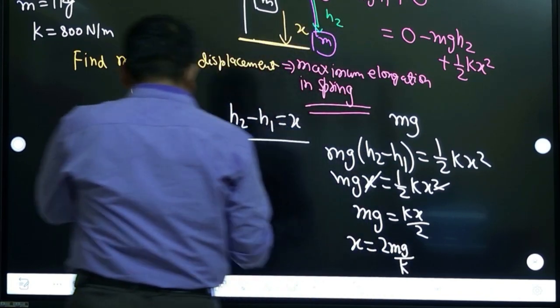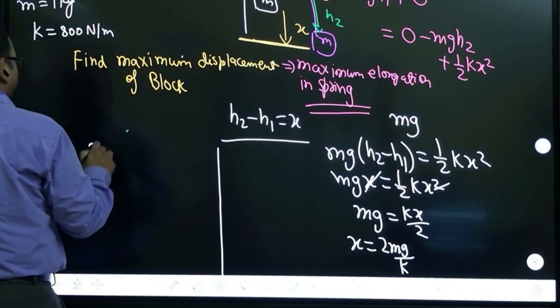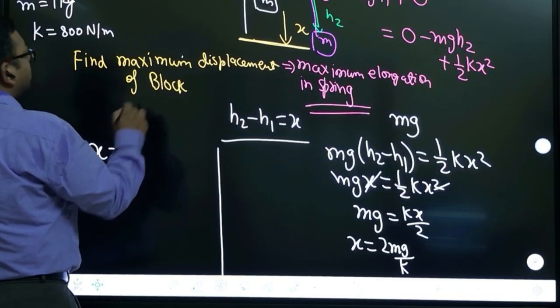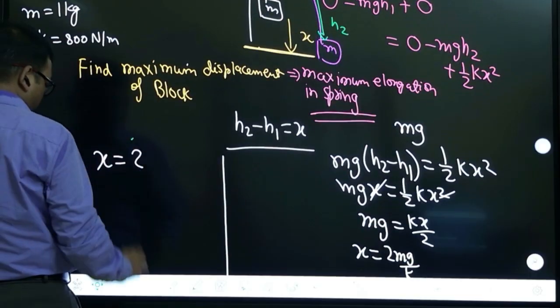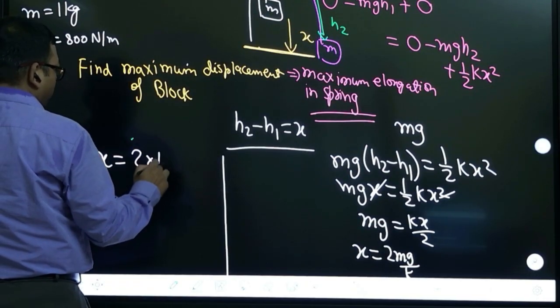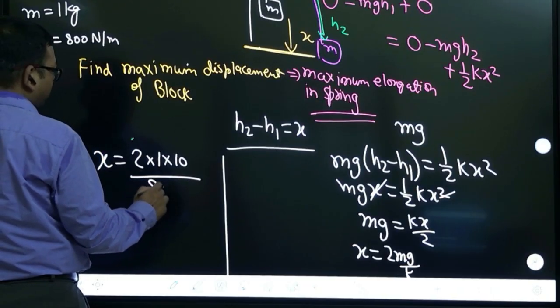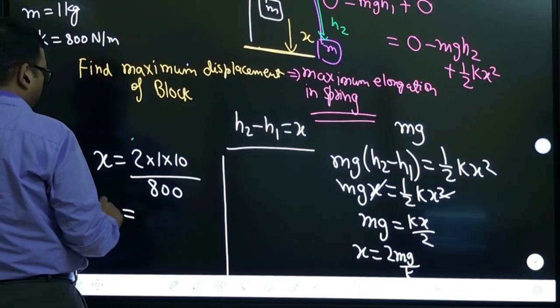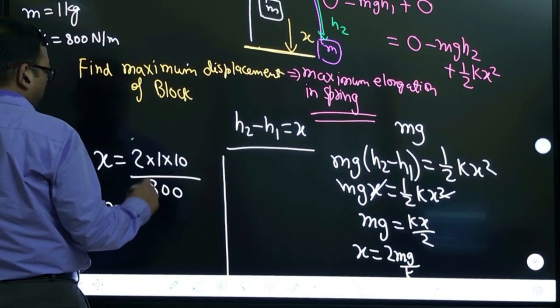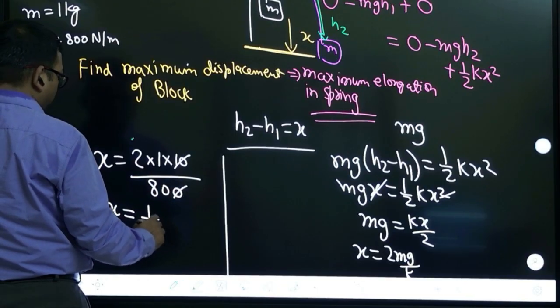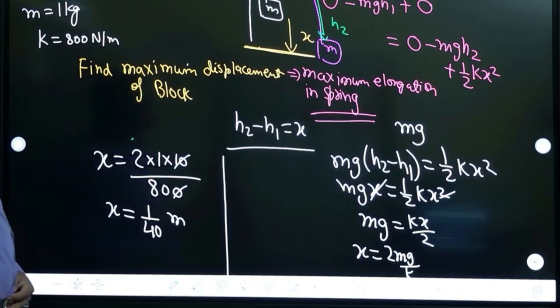Let us substitute and solve that x. 2mg. What was the mass? 1 kg. Let us take g as 10, so 2mg by k. k they have given 800. So x must be 1 by 40 meters. What is the answer? Let me check that.